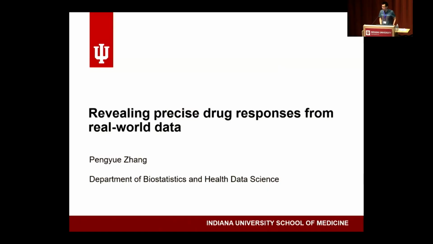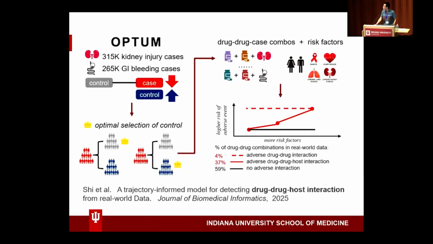So I'm going to introduce a few methods and examples for identifying precise drug response from real-world data. In the first work, this is a methodological work trying to identify adverse drug-drug interactions in patient subpopulations. We identified adverse drug event cases as well as controls.